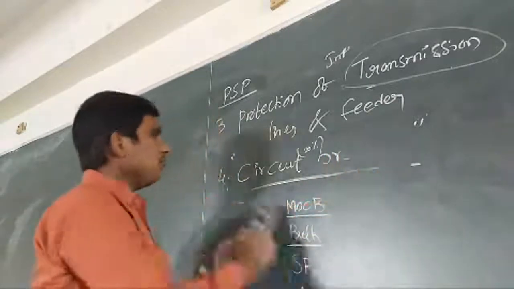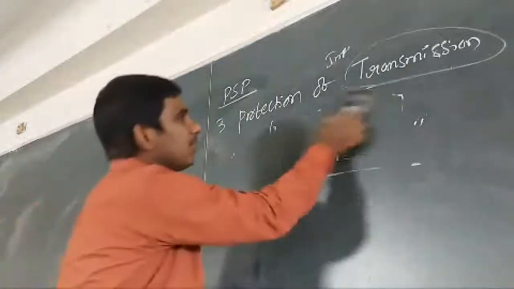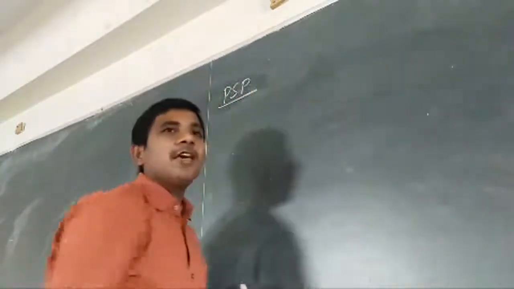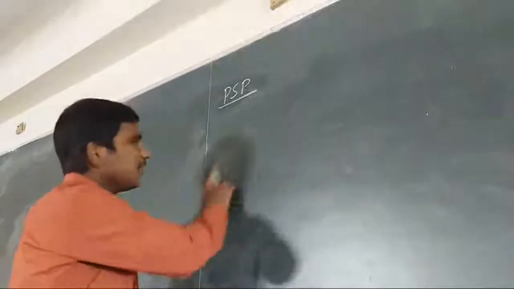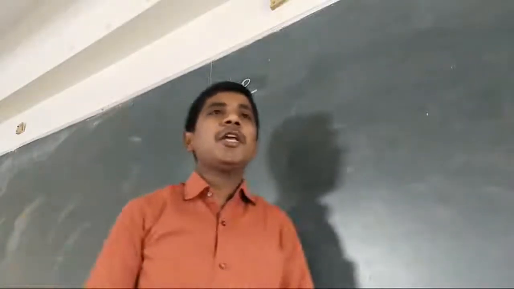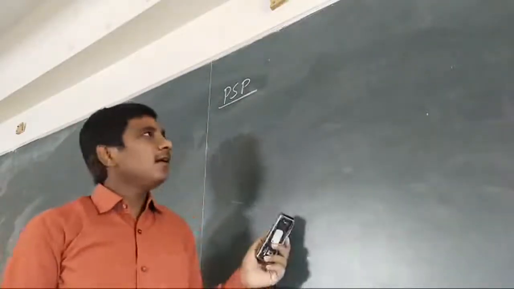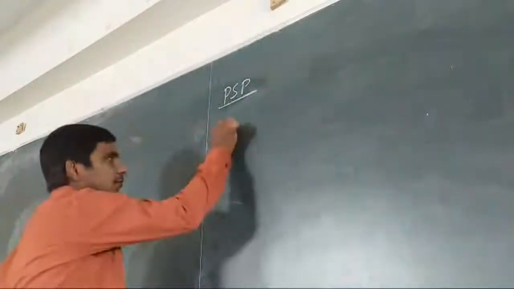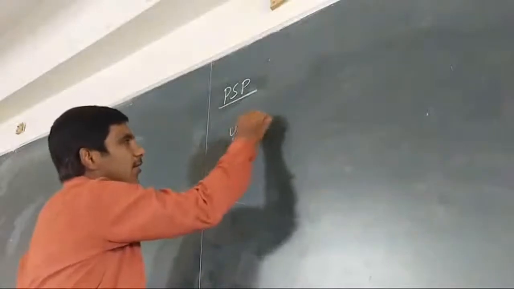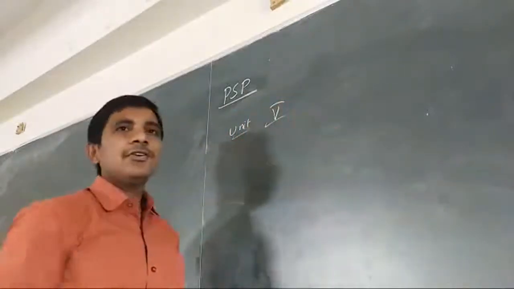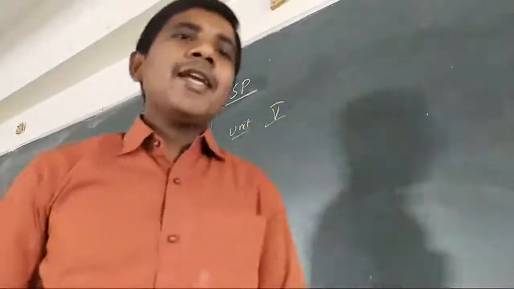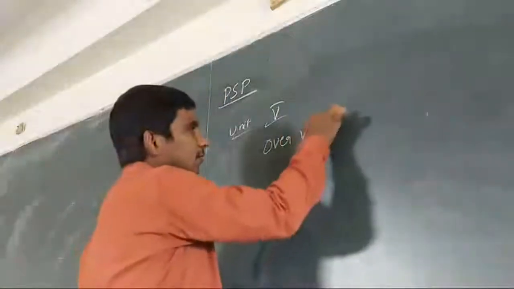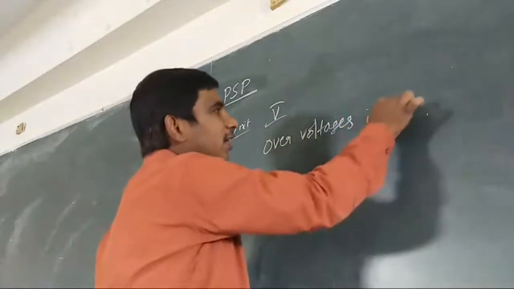Coming to unit 5, what are the topics to be discussed in power system protection? We are going to discuss this in the introduction to power system protection. Unit 5 is over voltage protection, another chapter: over voltages in power system.